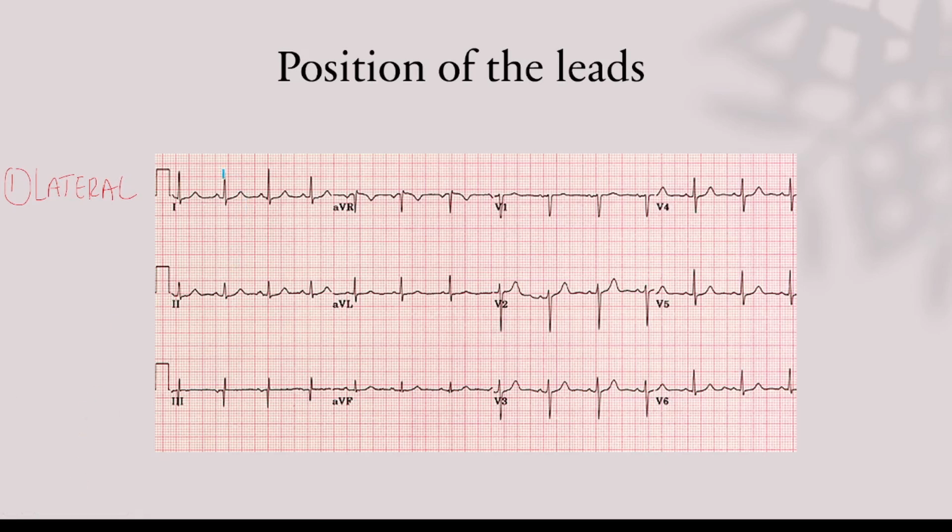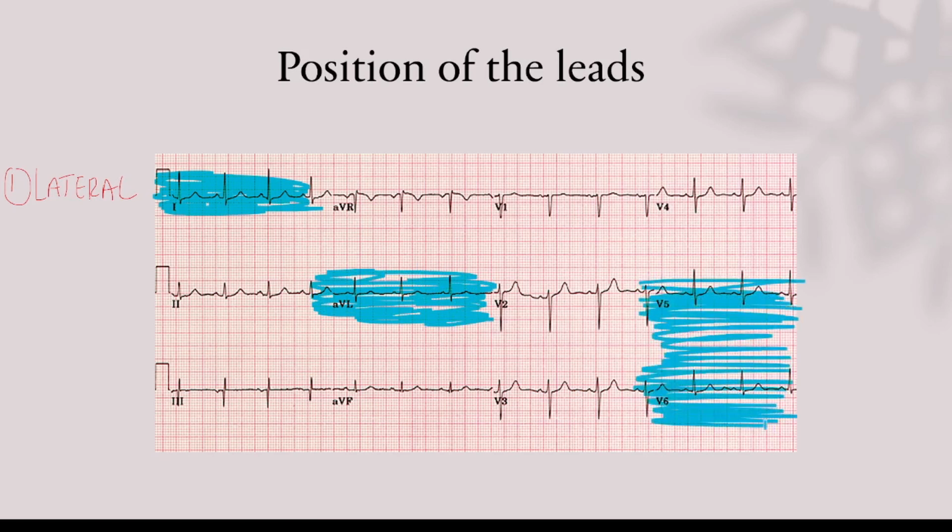Okay, so the lateral leads, what were they? They were lead 1, right? So lead 1. There was also AVL, right? AVL. And what else? There was V5 and V6, right? Of our precordial leads, they also went in the lateral direction. So here we have all our lateral leads: lead 1, AVL, V5, and V6. Perfect. Alright, so that's our first group.